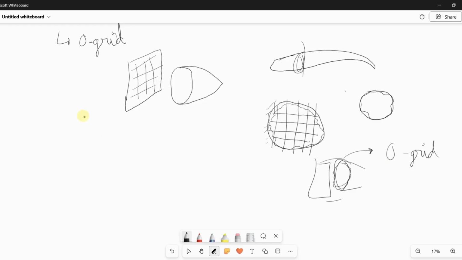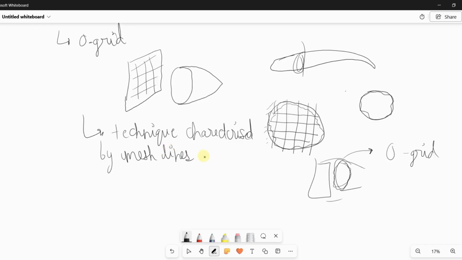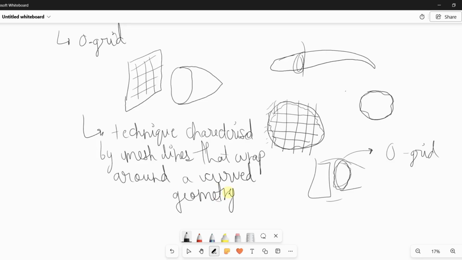Okay, so if I have to define it, it's a technique characterized by mesh lines that wrap around a curved geometry, right? So this is your O grid. So hopefully you have understood O grid.